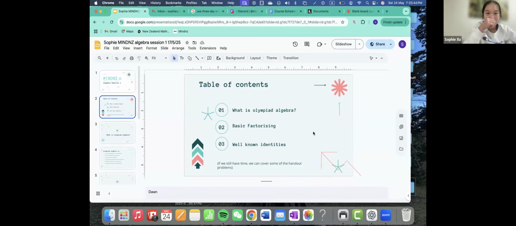So first let me introduce myself. I'm Sophie and I'm in year 10. Okay. So we're gonna go through what is Olympiad algebra, and then some basic factorizing as well as a little bit of expanding, and then go through some well-known identities. And then you guys had the handout I made, right? I think they should have emailed it to you, and then if we have time at the end, we can go through some problems on the handout.